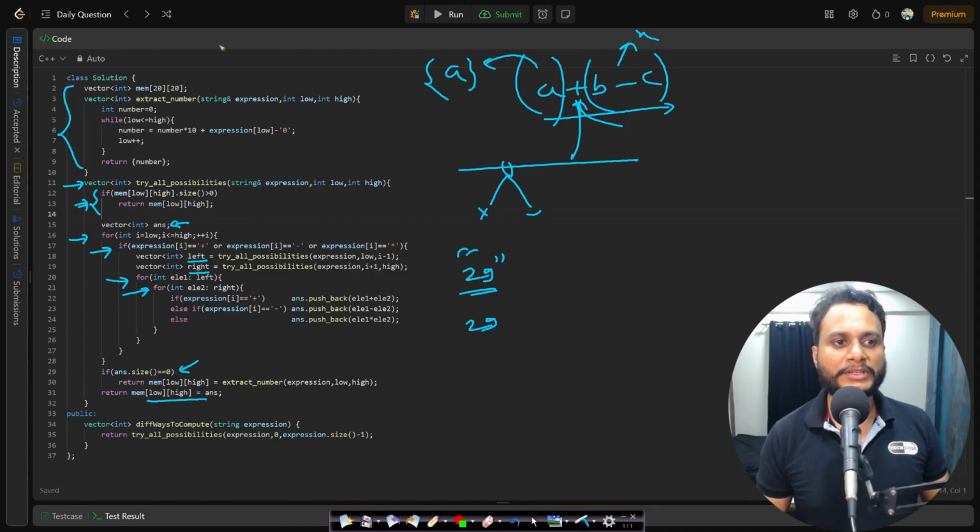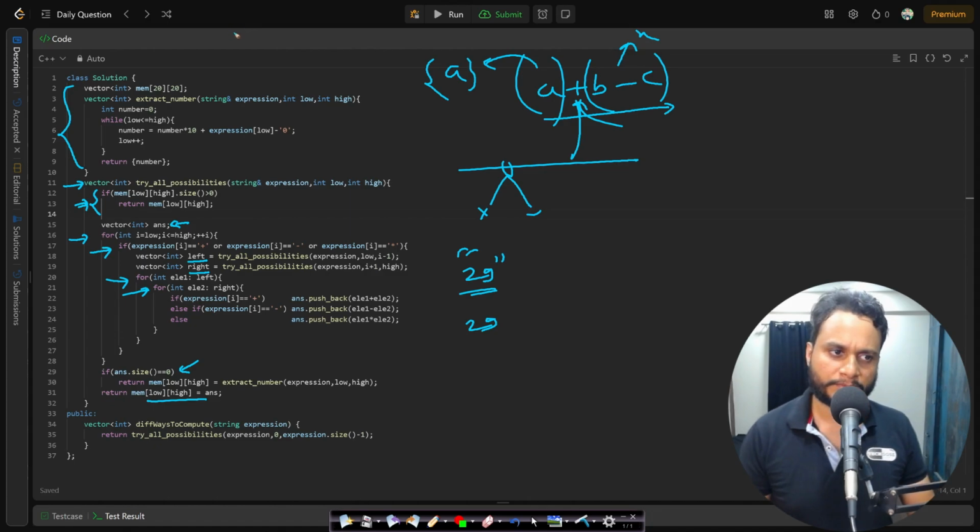And this extract number function is used for basically converting a given string into an integer. You can just think like that.